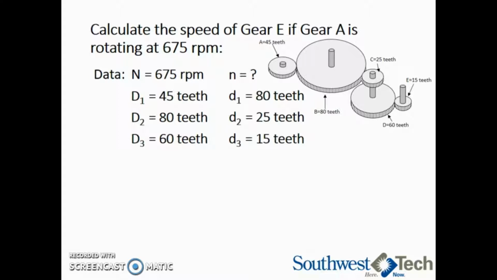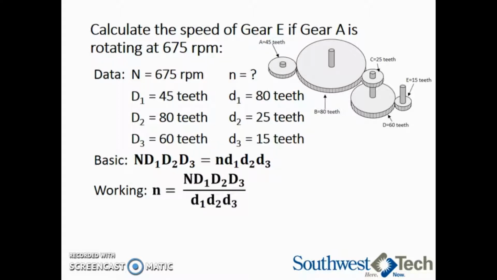Now that we have each gear assigned to be either a driver, driven, or both, we need to look at our basic equation. Capital N times D1, D2, D3 is equal to lowercase n times d1, d2, d3. We are trying to solve for lowercase n, so we will use the working equation that n is equal to capital N multiplied by D1, D2, D3 divided by lowercase d1, d2, d3.